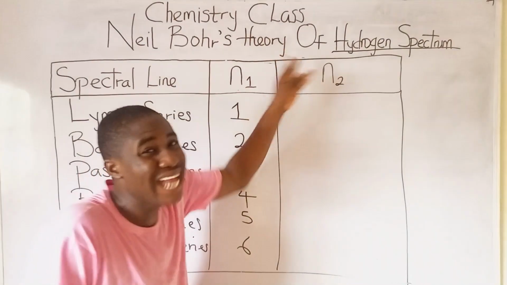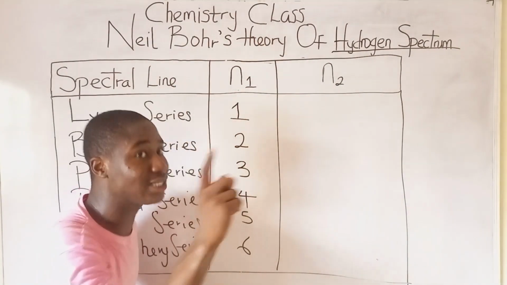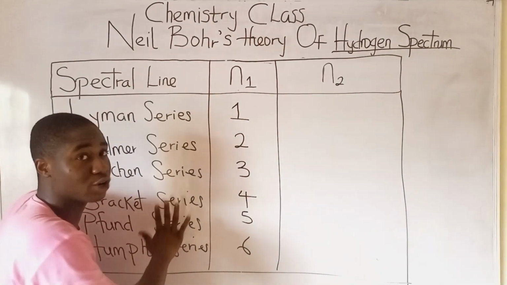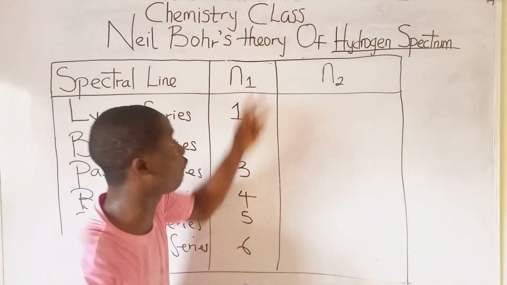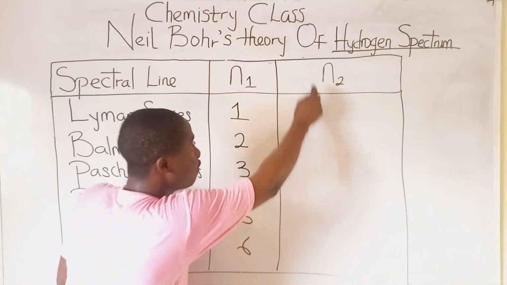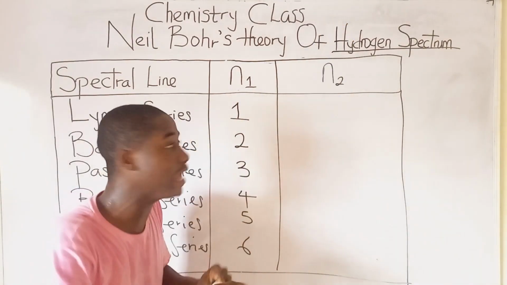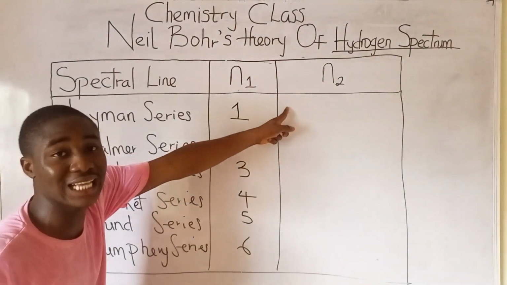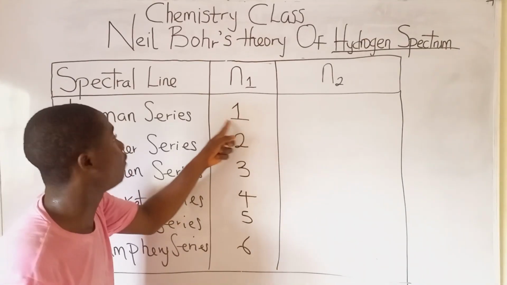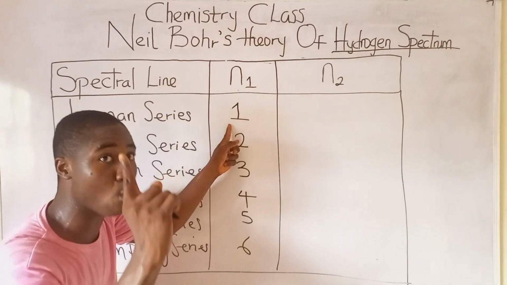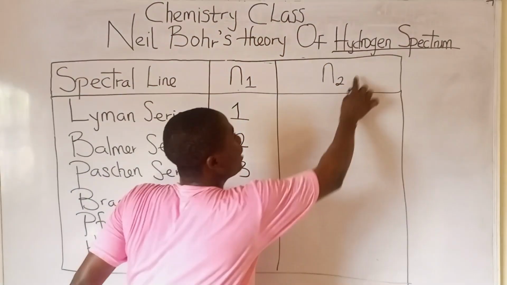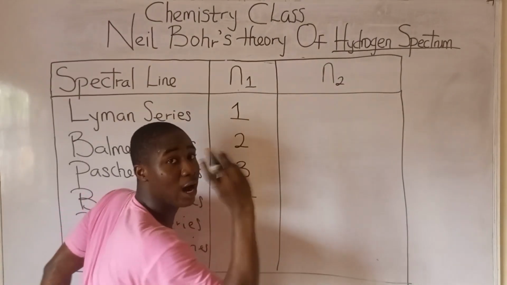For the N2 values, it is gotten after we get our N1 value for the spectral line. For the course of this video lesson, I'll be writing 3 sets of numbers for the N2 values. Now, this is what I mean. How do we get our N2 value? What is the number for the N1 value for the Lyman series? It is 1. So after 1, what's the next number? 2.